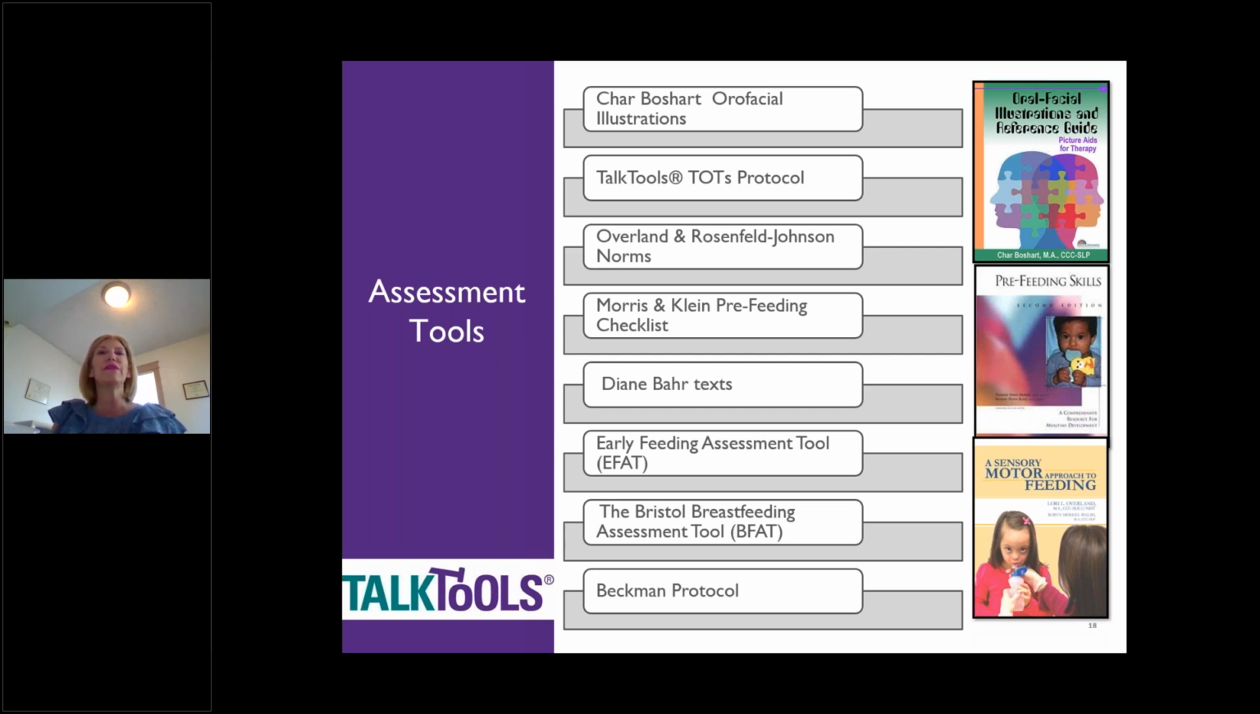Morris and Klein have a pre-feeding checklist. Diane Barr has a lot of recommendations in her texts. There's the early feeding assessment tool. There's the Bristol breastfeeding assessment tool. There's the Beckman protocol. And there's, of course, also the Hazel Baker tool for tongue tie assessments with breastfeeding babies.